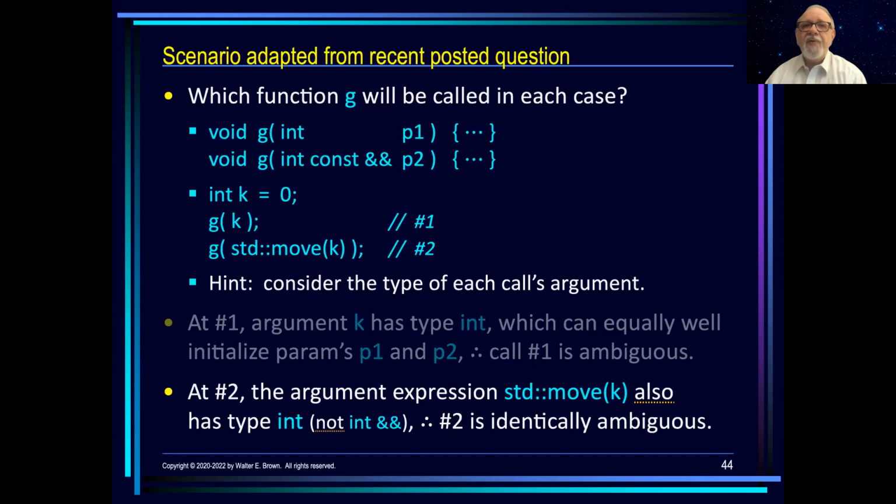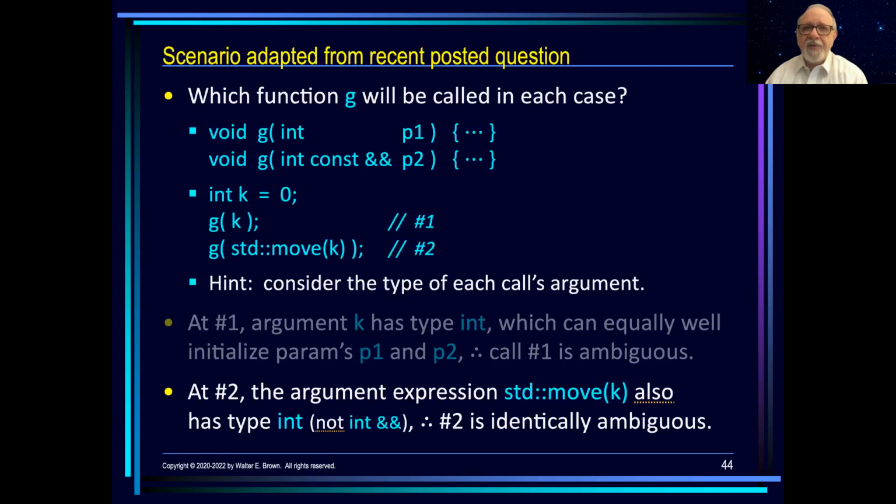The type of the argument is also int. And I know an awful lot of programmers would tell me that this has type int ref because that's the return type from standard move. It does not. It's a PR value expression, but its type is int. And since the type is int, call number 2 is just as ambiguous as the call at number 1.